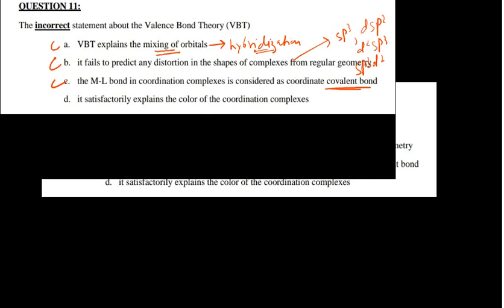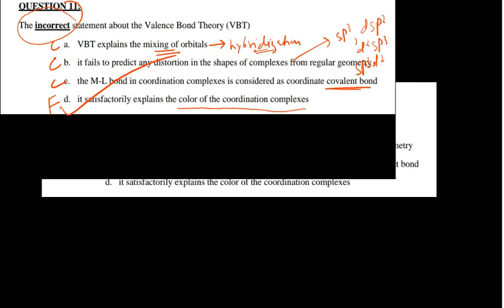D, it satisfactorily explains the color of the complexes. So you know the VBT cannot explain the color of the complexes. Color of the complexes can be explained on the basis of the crystal field theory. So this is the false statement, and you have to look for the false statement. So your option D is the correct answer in that case.